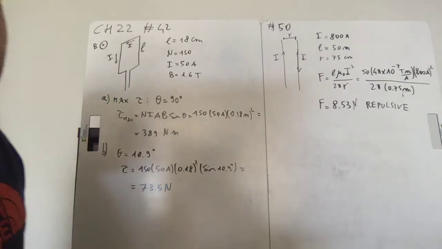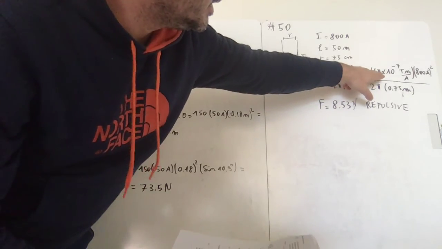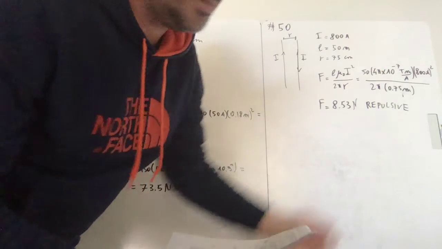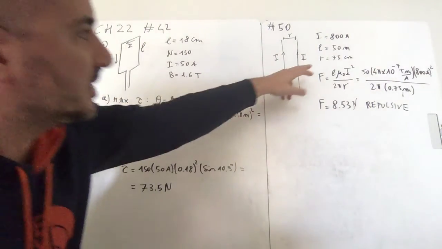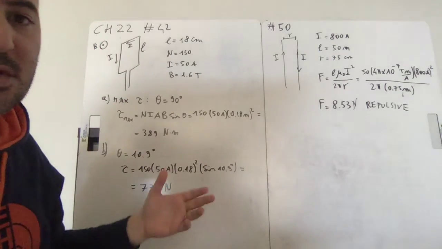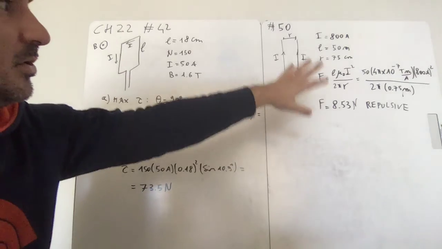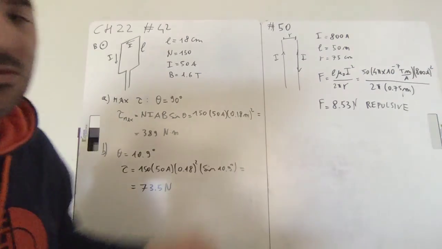Okay? Keep in mind that the mu naught constant is 4 pi times 10 to the minus 7 Tesla meter over ampere. So make sure your units are consistent with each other. We've been given 75 centimeters. We have to transform that into 0.75 meters. So everything is in the International System of units, and they're going to give you newtons at the end.